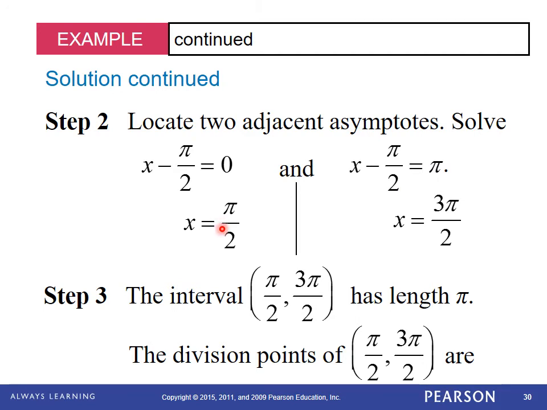And what we do is we add pi over 2. So our new one is at pi over 2. Adding pi over 2 here gives you 3 pi over 2. So the interval that we have to complete a full cycle is from pi over 2 to 3 pi over 2, which has a length of pi.